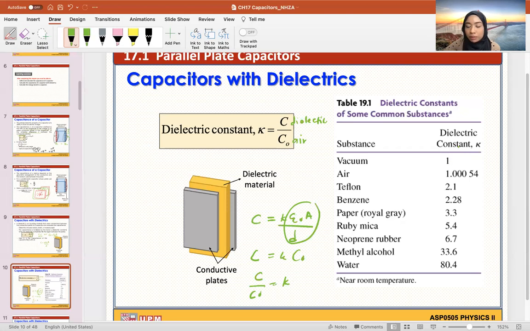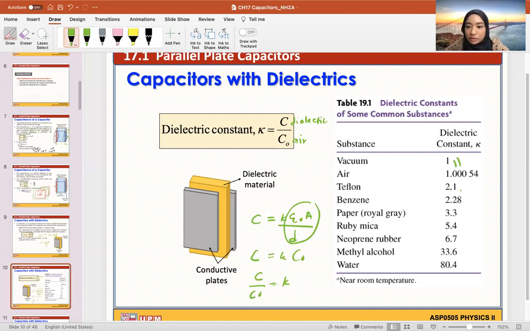So here is a table of dielectric constants with respect to various substances. So vacuum is one, or air is close to one. Typically, it's a vacuum in the capacitor. But the capacitor is sealed. So it's like a component that is sealed. So inside it's a vacuum, but we can just say it's air. The value is close. Okay, so we have Teflon.